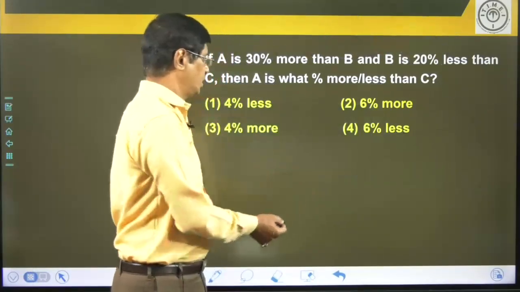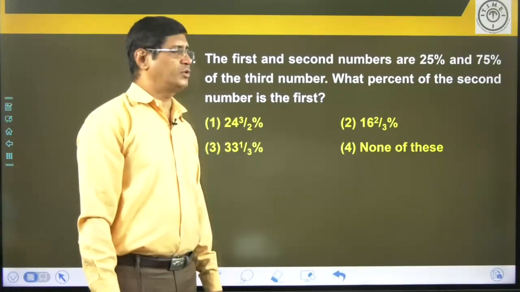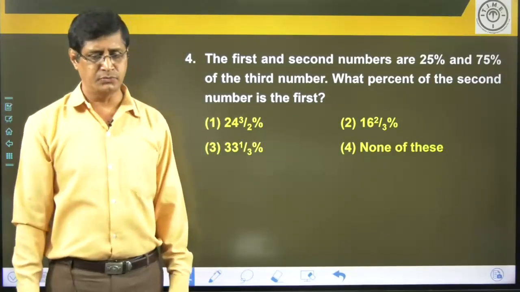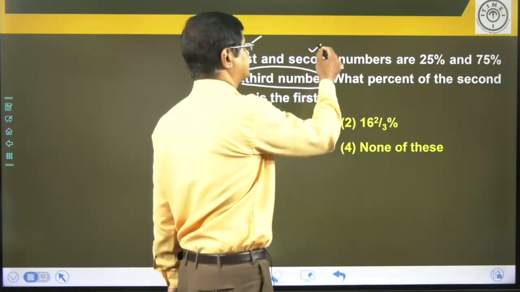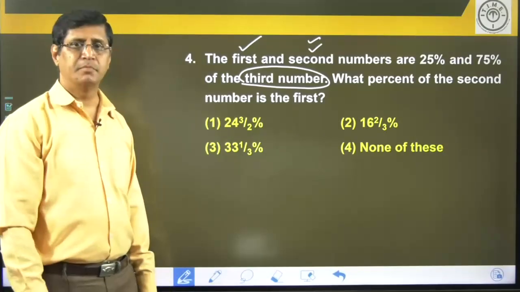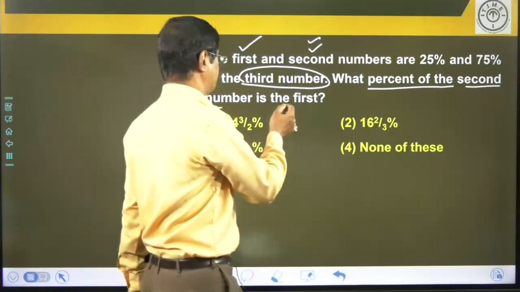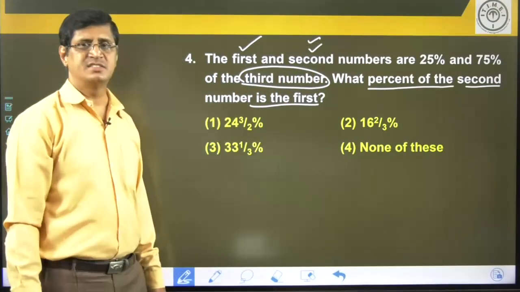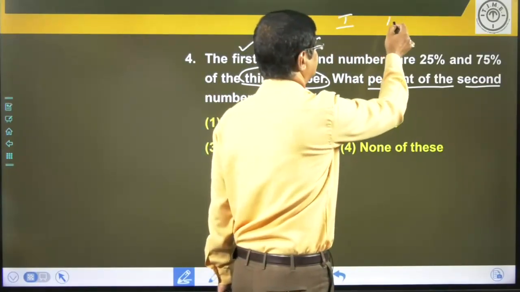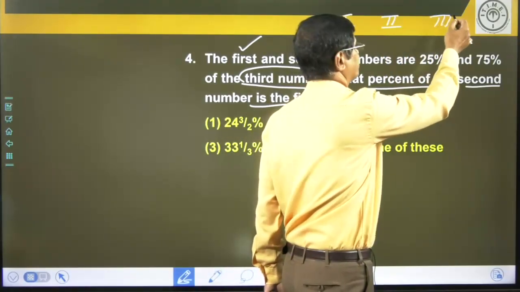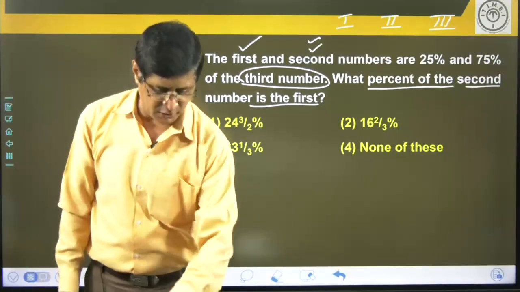Now look at the next example on your screen. The first and the second numbers are 25% and 75% of the third number. The values of the first number and the second number are given based on the third number. Then what to find? What percentage of the second number is the first? Let's first of all find out the numbers here. I am taking the numbers 1, 2 and 3. These are the 3 numbers. Of these 3 numbers, what is the base value? The third number is the base value.